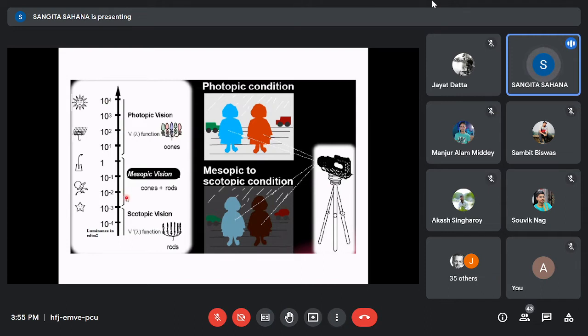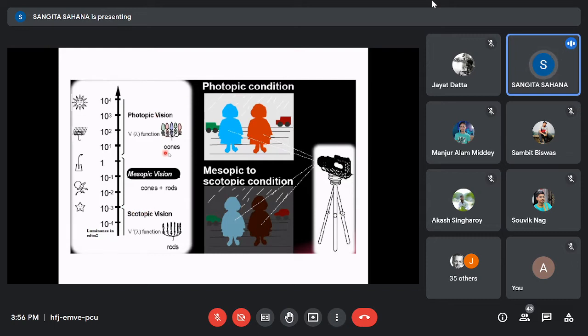Okay, so this is just an example: under bright sunlight, it's photopic vision. When it's raining, the light level drops, and the luminance value is about 100 candela per meter square. It's again photopic vision. Under street lights, or under night light level, it's between 0.005 and 1 candela per meter square, so then it's mesopic vision. Under moonlight, it's less than 0.005, so that is scotopic vision.